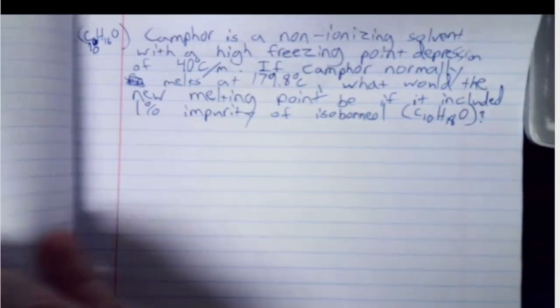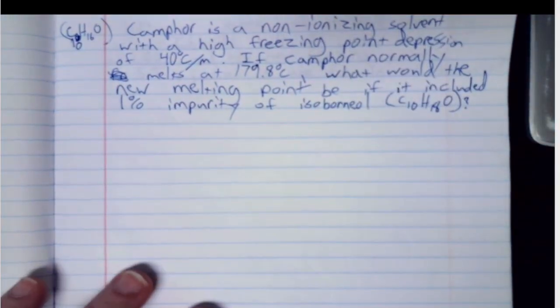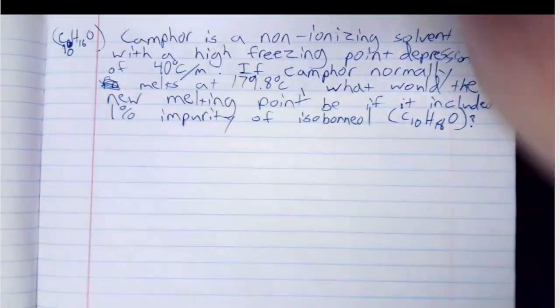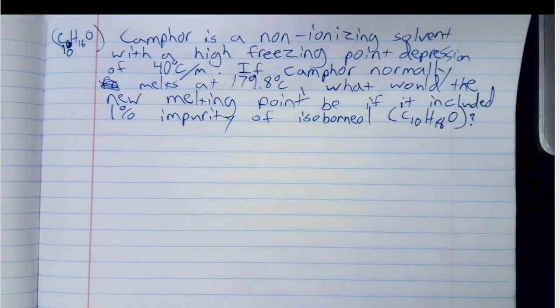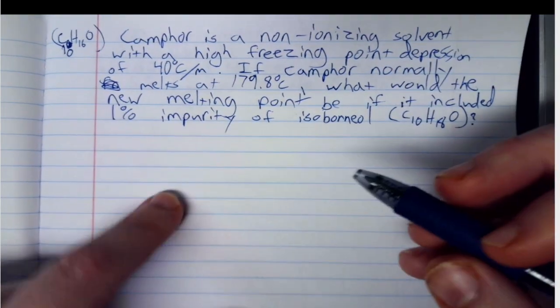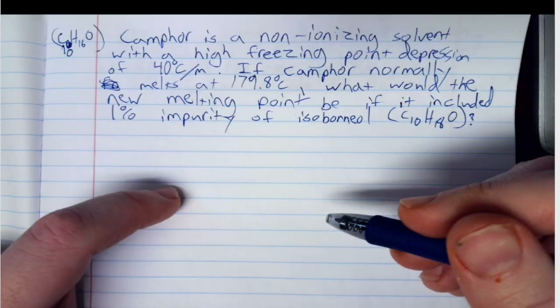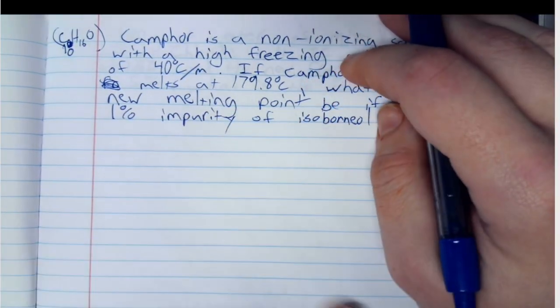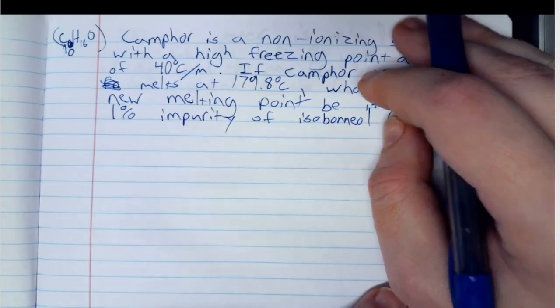Looking at problem 2. That problem was from chapter 12. This problem is from chapter 13. Looking at freezing point depression. This is the type of math we will be doing in lab.